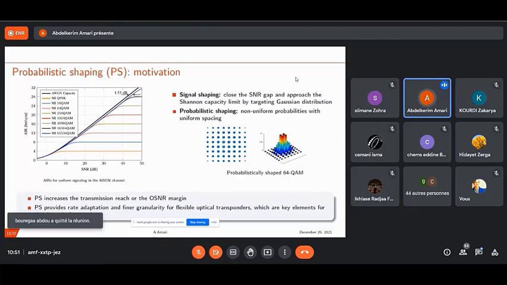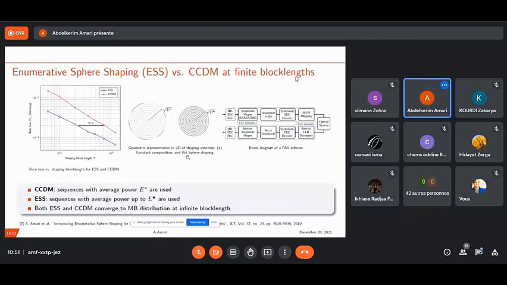Then we need to have flexible optical transponders or emitters, and this can be done by using probabilistic shaping. So we can have even fractional spectral efficiency like 4.5 bits per symbol, which gives more flexibility to the transponders so that we can achieve better performance in the case of elastic optical networks.